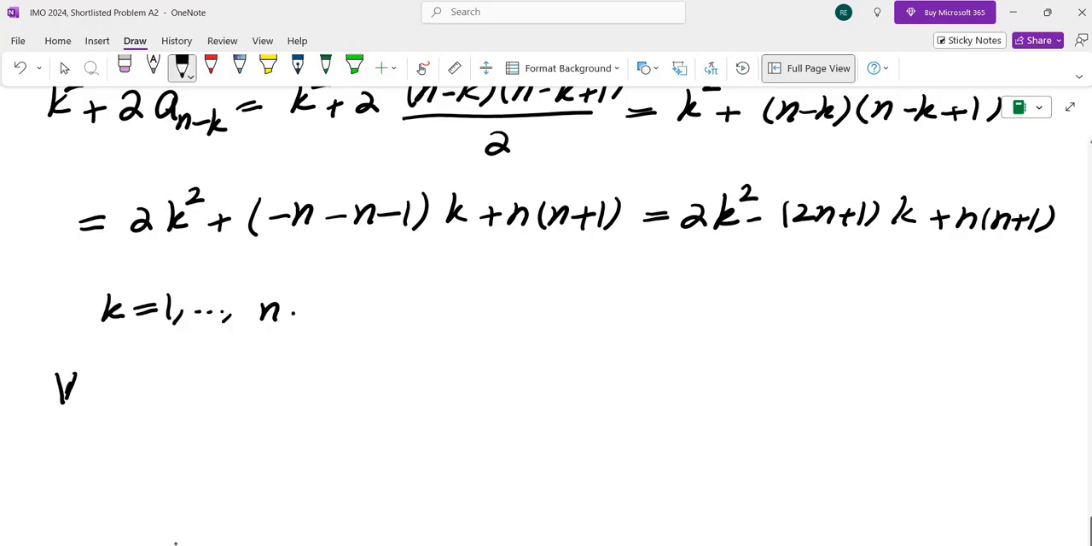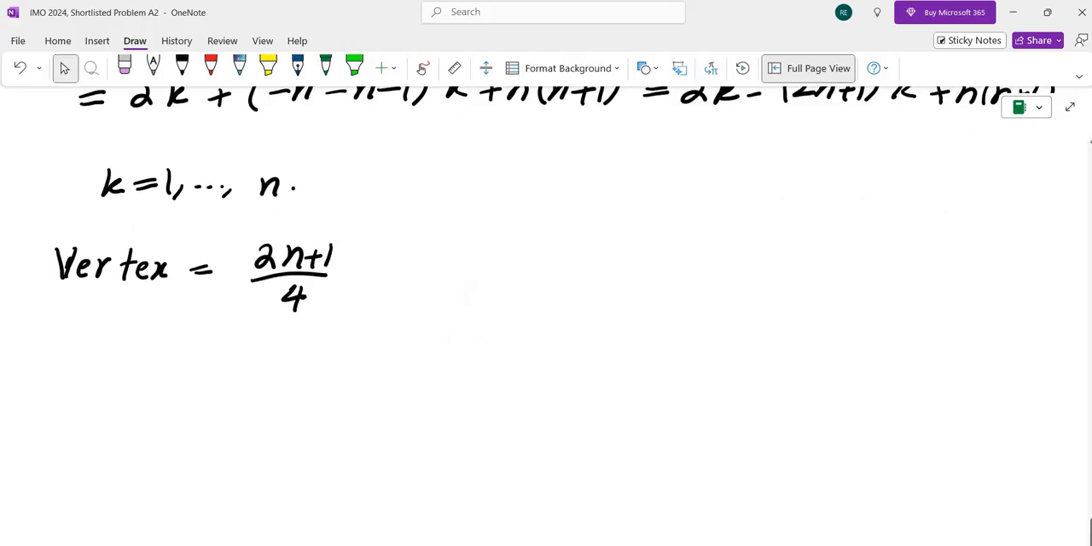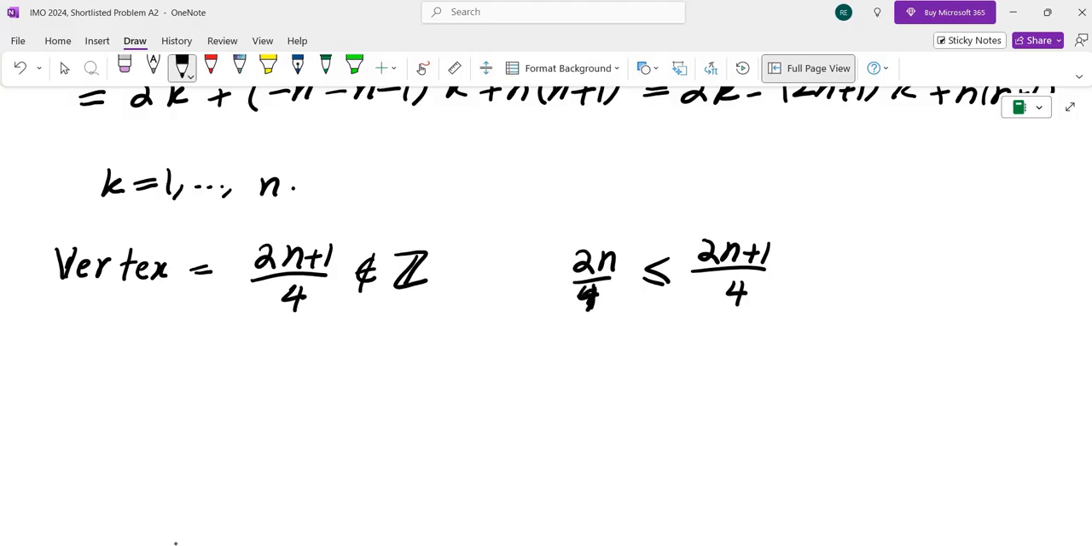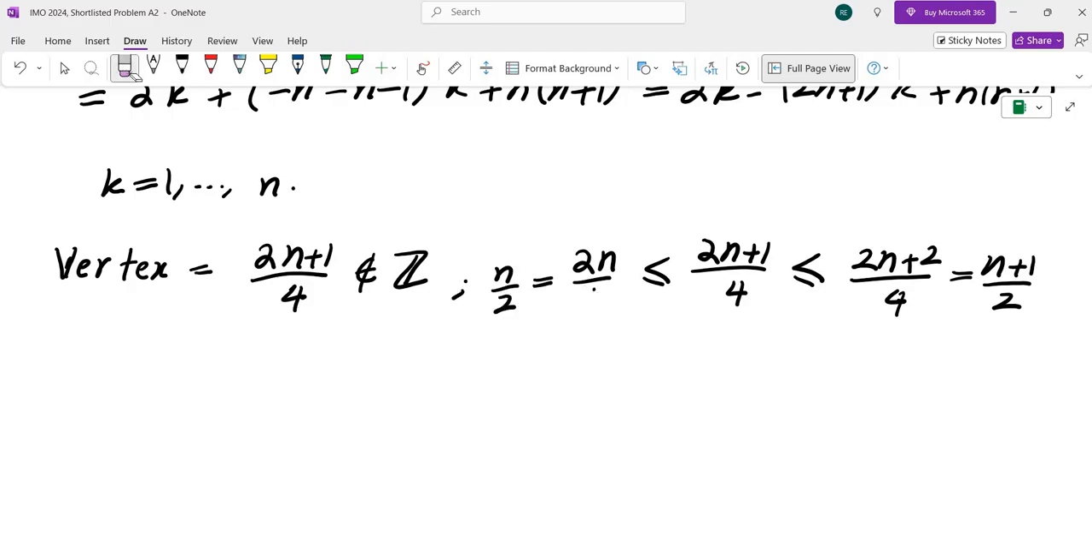So what is the minimum? The minimum is at the vertex. So what's the vertex? The vertex is minus b over 2a. Now, if you look at this vertex, it's not an integer, so we can't really plug that in. But the closest integers to this are 2n over 4, which is just going down 1/4, and (2n+2) over 4, which is just going up 1/4. So this is (n+1)/2, and this is n/2. And these two values are going to give us the same value when we plug it into the formula.